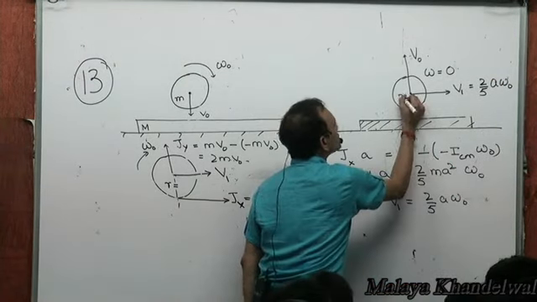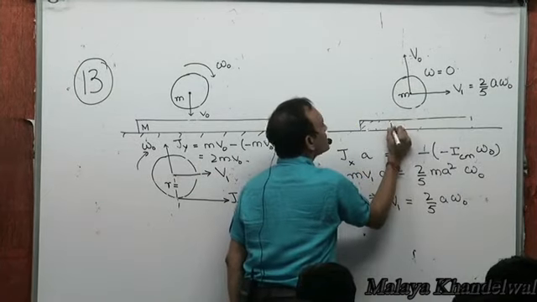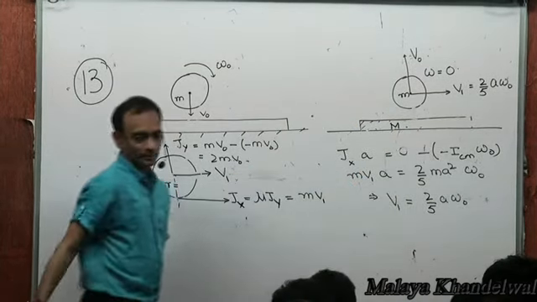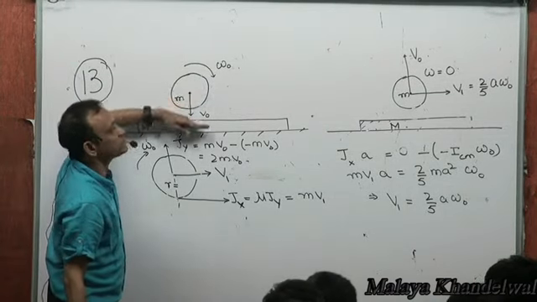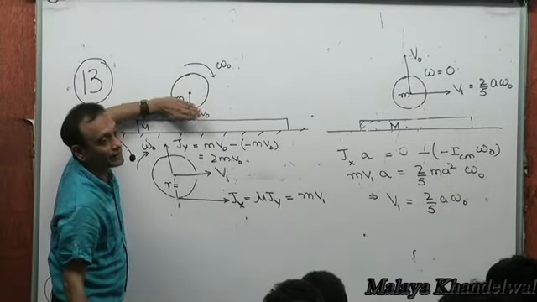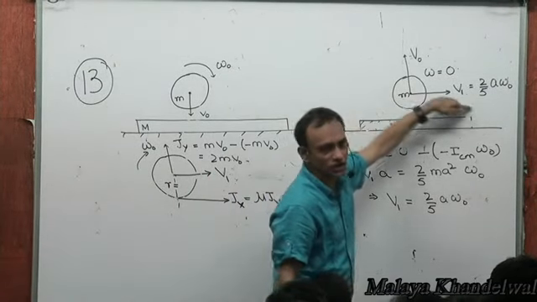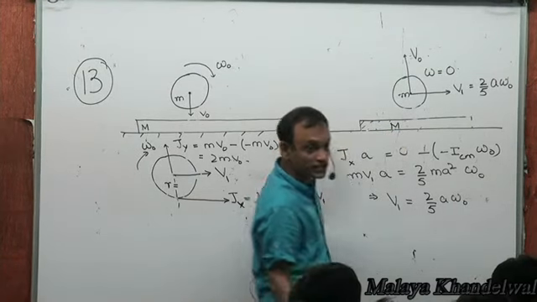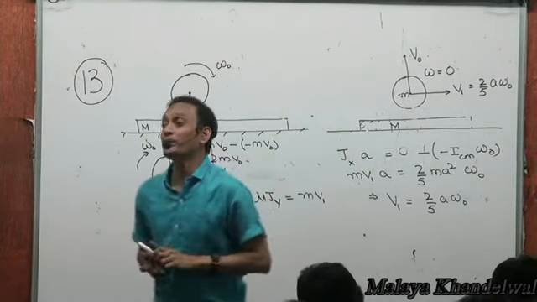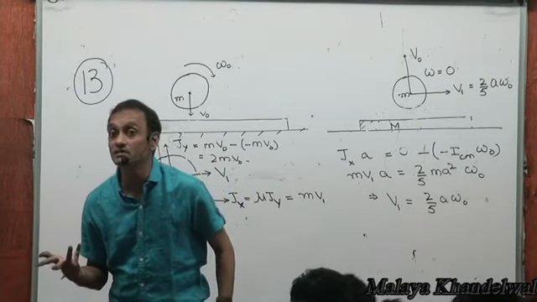Now, the sphere has mass small m, the plank has mass capital M. Horizontally, on a system that comprises the sphere plus the plank, is there any force acting? No. The plank will exert a frictional force on the sphere like this. The sphere in turn will exert on the plank a frictional force in the opposite direction. But for the sphere plus plank, there are no horizontal forces acting. That means the linear momentum must remain conserved.